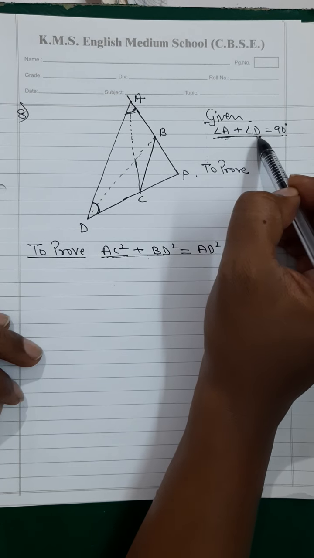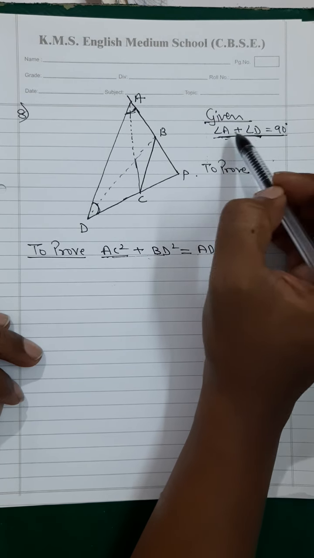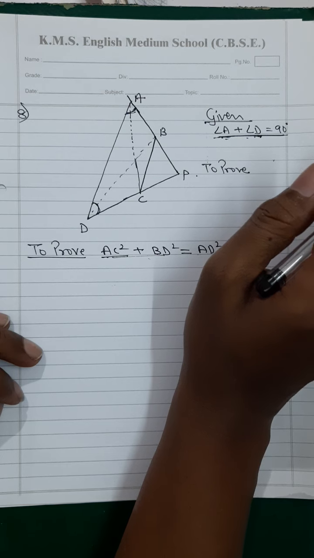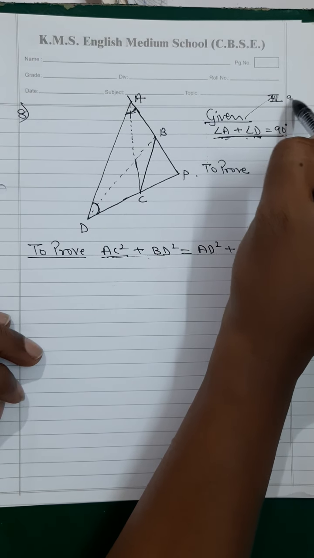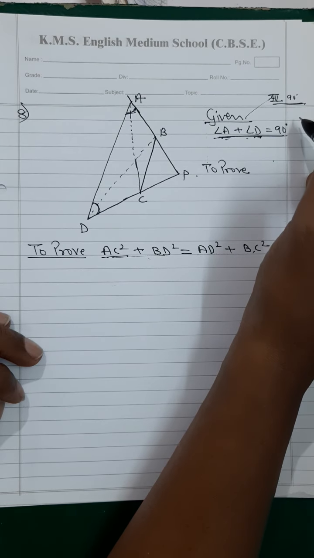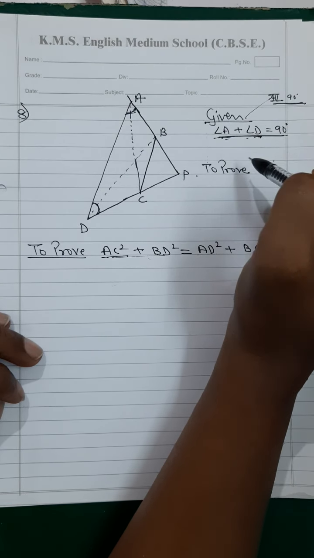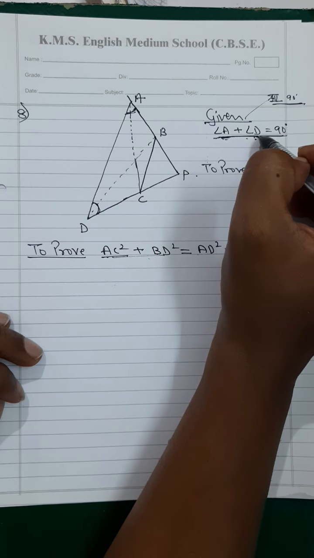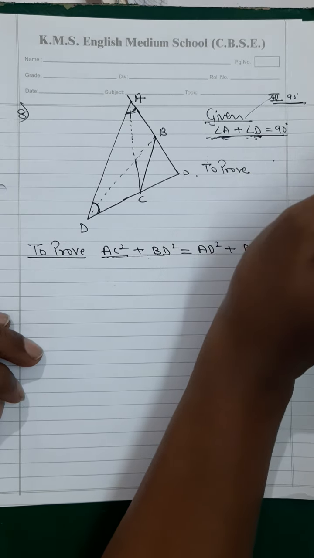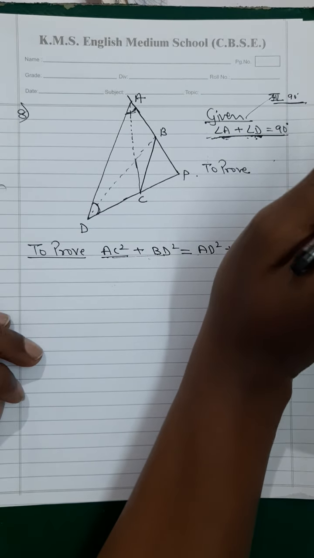If angle A and angle D are angles of a triangle, then definitely the third angle has to be 90 degree by some angle property. This is what should click you. If the sum of the two angles of a triangle is 90 degree, it means the third angle is definitely 90 degree.